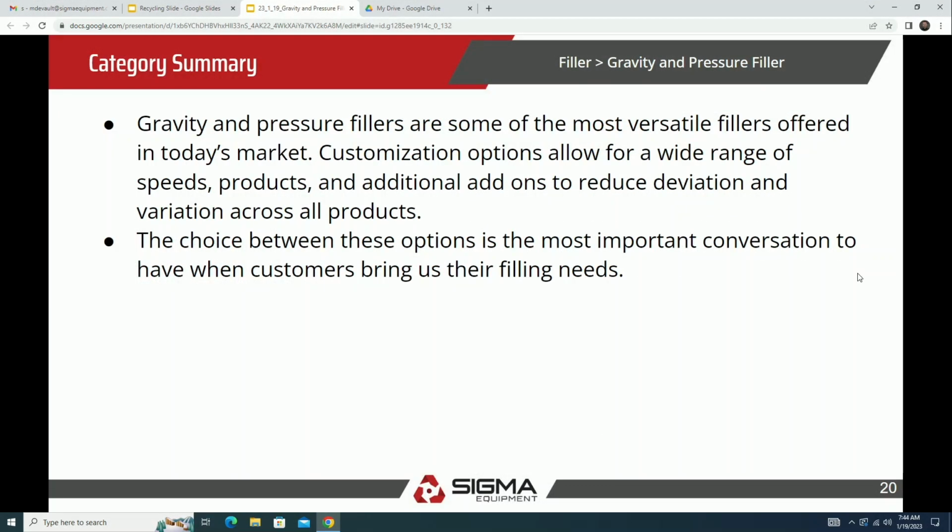So in summary, gravity and pressure fillers are highly versatile machines. The customization options are going to allow for a lot of different speeds, products, and additional add-ons. The goal is obviously to reduce deviation and variation, and this is a great way to do it when you talk about filling containers. The choice between these options is going to be the most important conversation to have when they bring us their needs as far as speeds, throughput, viscosity. There's a lot of nuance too when it comes to selling a filler and getting optimum speeds. So make sure you talk to your customer as much as possible about their requirements and their current products.